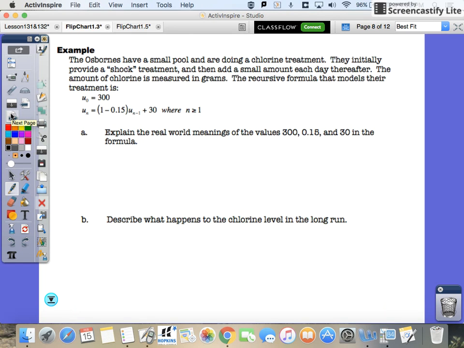It says the Osborns have a small pool and are doing a chlorine treatment. They initially provide a, quote, shock treatment and then add a small amount each day thereafter. The amount of chlorine is measured in grams. The recursive formula that models their treatment is this. We want to do a couple things. Explain the real-world meanings of the values 300, 0.15, and 30 in the formula, and then describe what happens to the chlorine level in the long run.